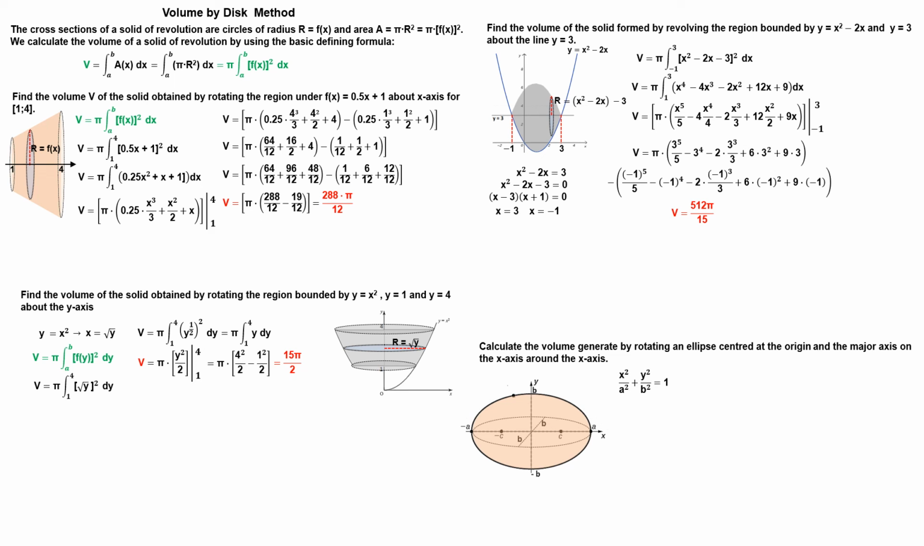We start by writing the standard form of the equation of an ellipse at the origin with the major axis on the x-axis. We can find the radius of the cross-sections of an ellipsoid by solving the equation of the ellipse for y. We get the volume of the ellipsoid by integrating from minus a to a.